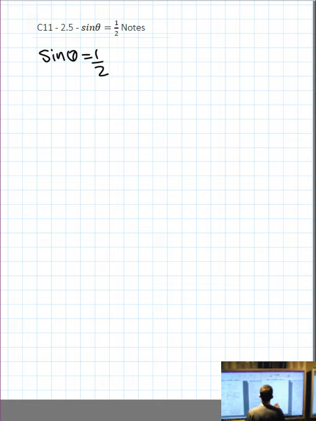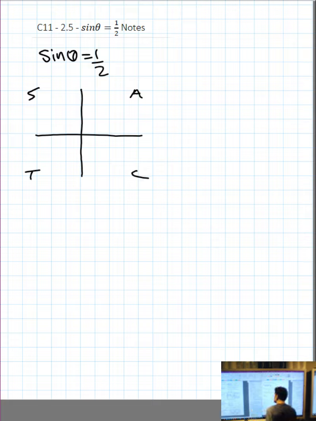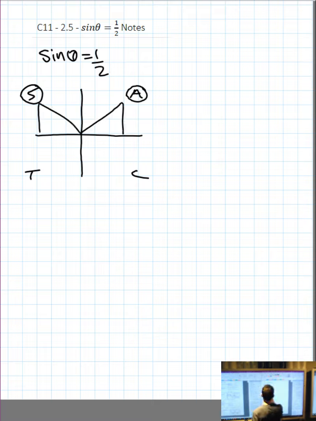So let's draw a graph. An ASTC graph. And look above, sine's positive. So sine's positive where they're all positive in the A quadrant and in the S quadrant where only sine's positive. And I just draw a couple big triangles in those quadrants.